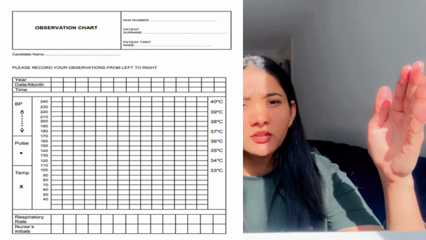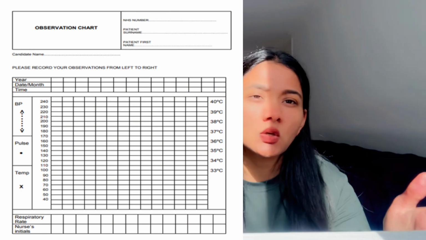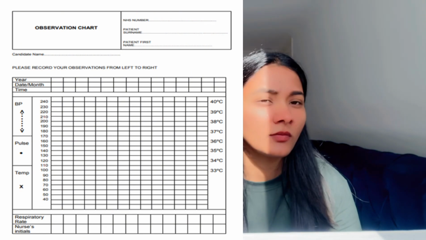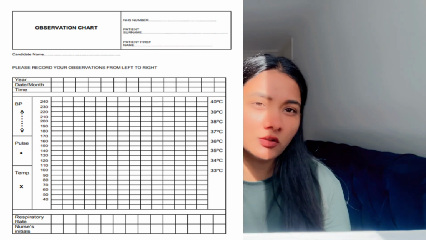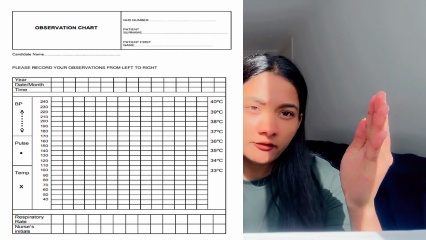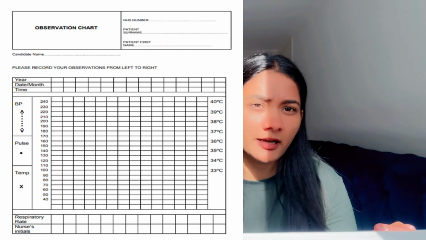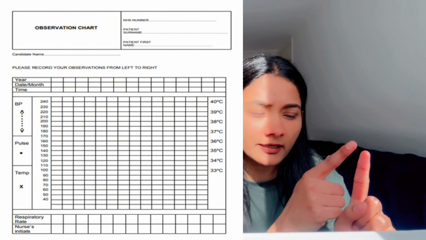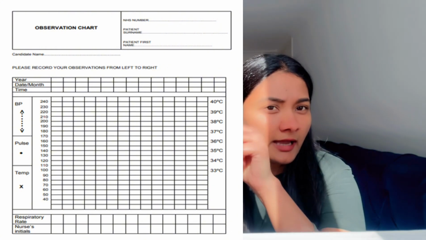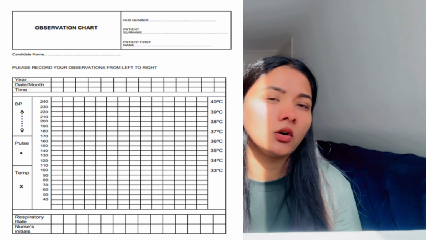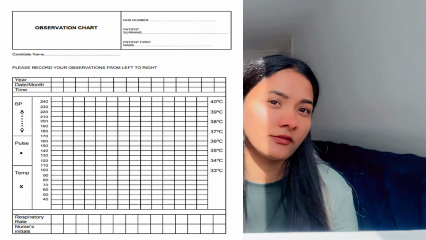And for the temperature, they are giving the readings on the right side, but you don't have to put anything on the right side. You just have to look at the readings and put the X on the left side. All the details should be on the left side.